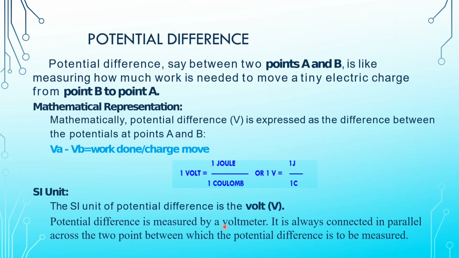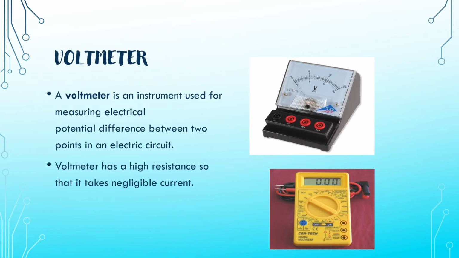It is measured by an instrument called a voltmeter. It is always connected in parallel across the 2 points between which the potential difference is to be measured. A voltmeter is a measuring instrument used for measuring the electrical potential difference between 2 points in an electric circuit. A voltmeter always has a high resistance, so it takes a negligible amount of current.